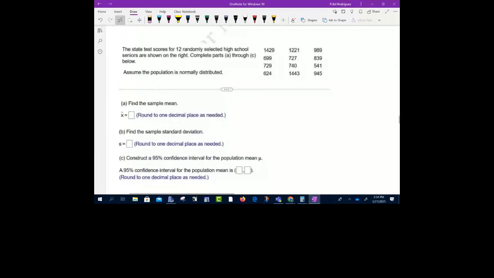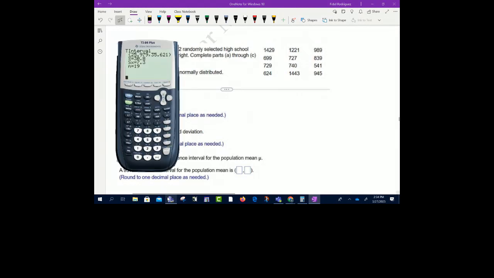Okay. So, y'all, I got another question here. It says the state test scores for 12 randomly selected high school seniors are shown on the right. Complete parts A, B, and C. Look at the first thing they want us to do. They want us to find the sample mean. Y'all, you already know what we're going to do, right? We're going to clear this thing out.